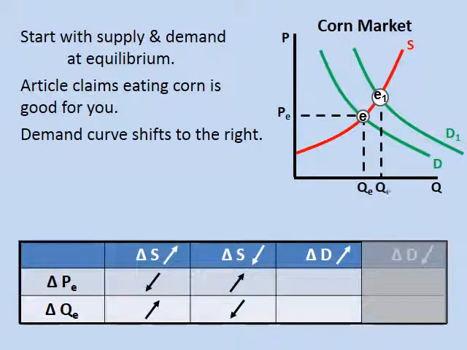We've got more demand, so we have a new quantity of corn being traded in the marketplace as people are buying more corn. So we have a new equilibrium quantity of QE1. And because people are competing to buy that corn, it's driving the price up. So our new equilibrium price is higher. So down in our table over here, when we have an increase in demand, we're going to expect an increase in the equilibrium price and an increase in the equilibrium quantity.